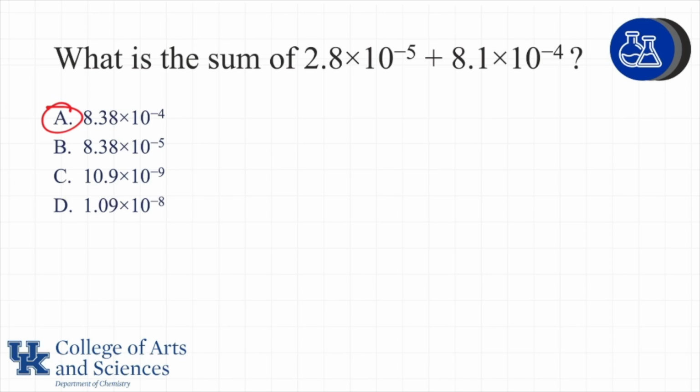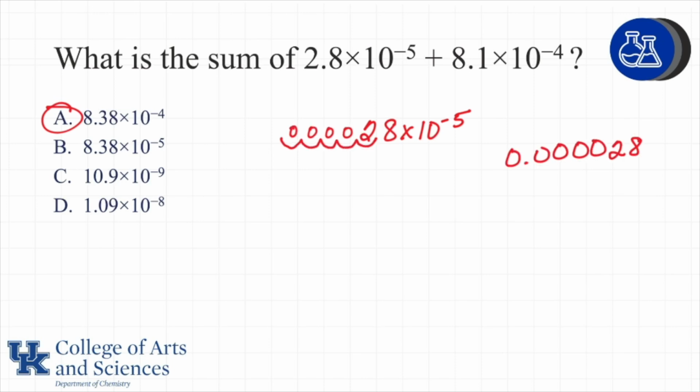And the answer is 8.38 times 10 to the minus 4. If you plug that into your calculator and use scientific notation, great. If you were looking at it manually, then we're going to convert this into standard notation. So we get 4 zeros, so 0.000028.